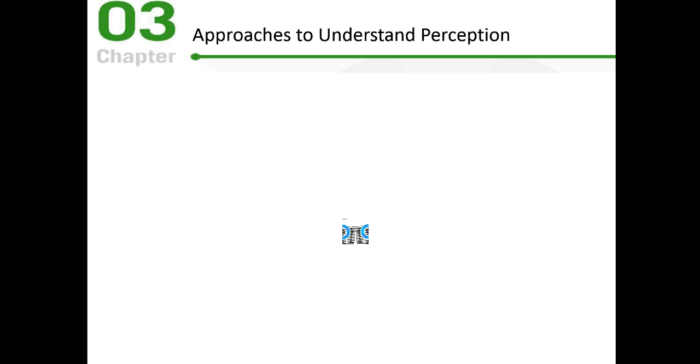Let's take a look at how we can understand perception. There are two different theories that we can talk about. One is called a direct perception theory. And with both of these theories, keep in mind that perception is built on a foundation of information that exists in the environment. And so how do we go about perceiving that information that's in the environment?